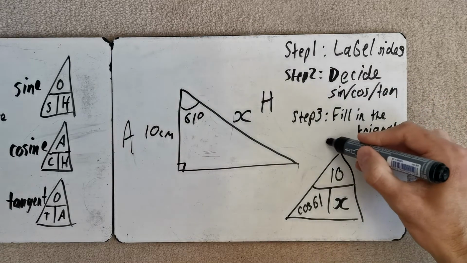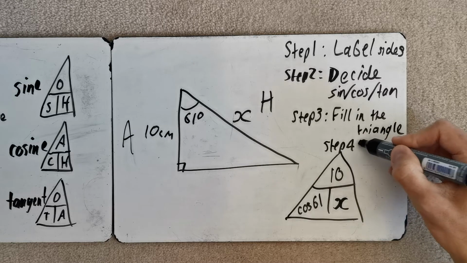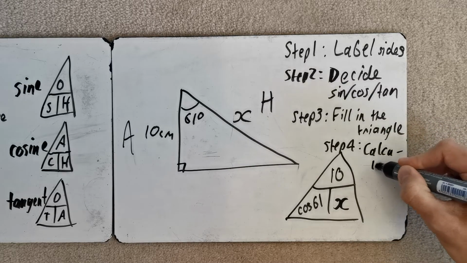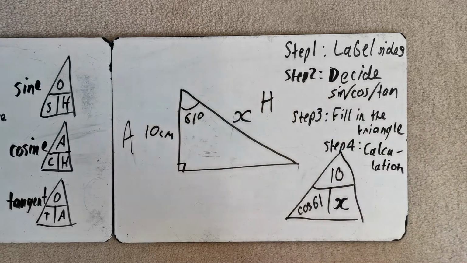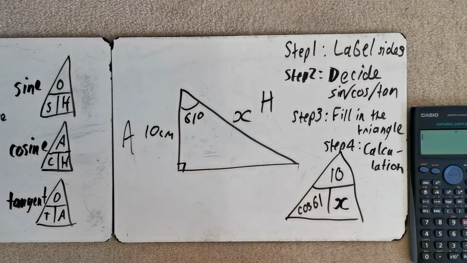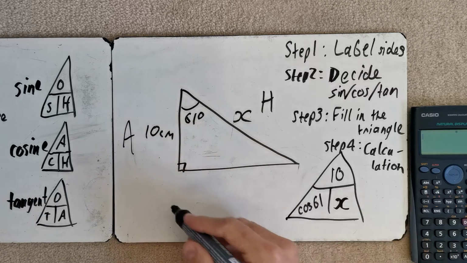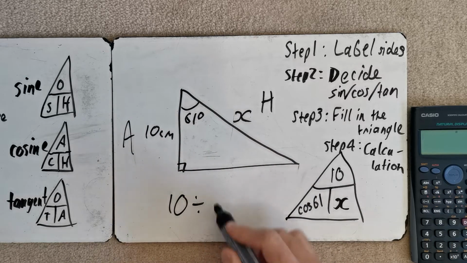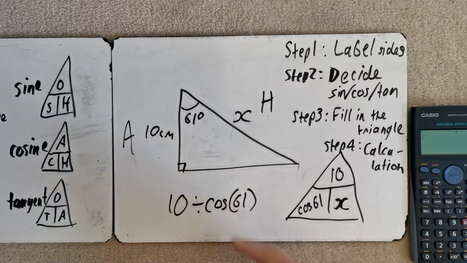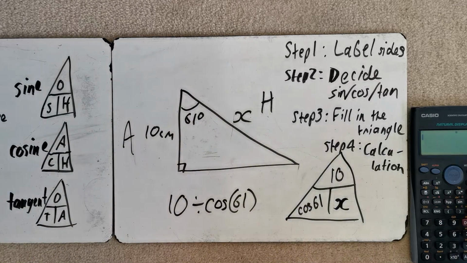And step 4, which we're going to do now, is the actual calculation. Okay, this is where you get your calculator. Now remember, like speed, distance, time, you do a bit of division here. Okay, 10 divided by cos 61. You might notice how I've put some brackets in there. There is a reason for that.